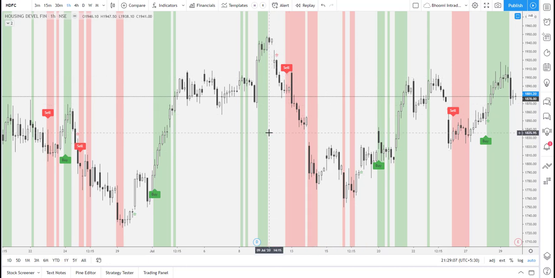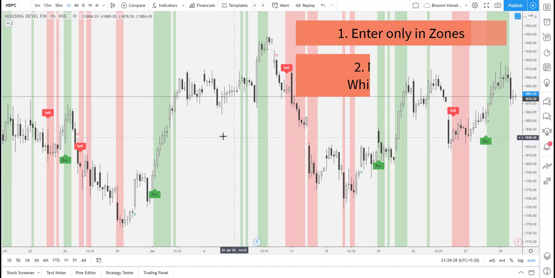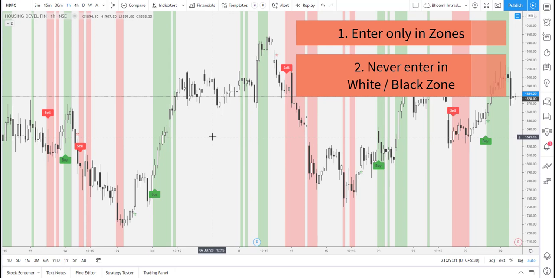This is the first and foremost thing to take care of while taking entries or while considering any kind of labels, trend stars or purple star given by our Bhumi screener. So the first thing is to trade only in the zone. The second thing, which I have already told you: never ever trade in the white zone, or if you're using dark mode in your TradingView account, it will appear as black. So never trade in the white or black zone. This is the second very important thing.